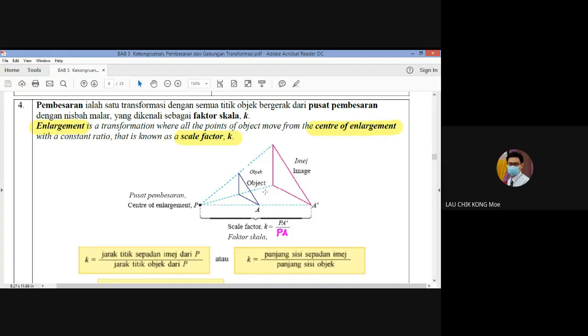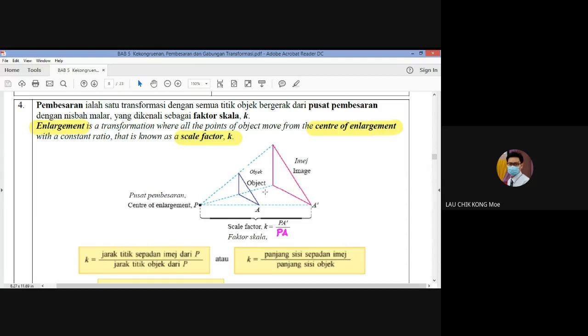Number 1 is the center of enlargement. Center of enlargement normally we can write in two forms. Number 1 is as a point, which means we give a coordinate. If the diagram doesn't have a coordinate, we can write the center of enlargement by using a letter. Normally a capital letter lah. Dia guna huruf lah mungkin. At the center P, at the center A. Okay.